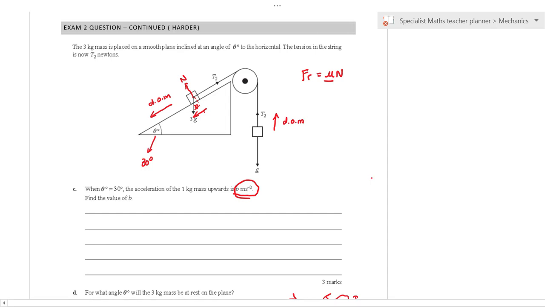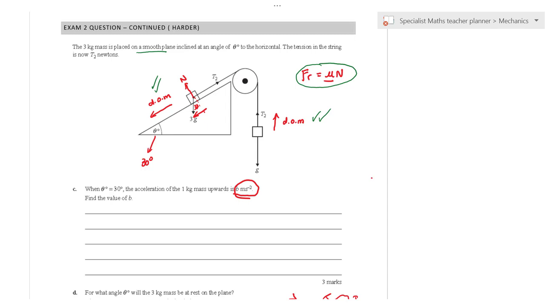So that means the direction of motion is that way, which means the direction of motion for this thing is this way. Just so you know, it says here that it's a smooth plane. Smooth means no friction. We'll get to friction later, and we're going to do friction questions, and there will be friction questions on your SAC, I can promise you. Now, when theta is equal to 30 degrees, the acceleration of the particle.